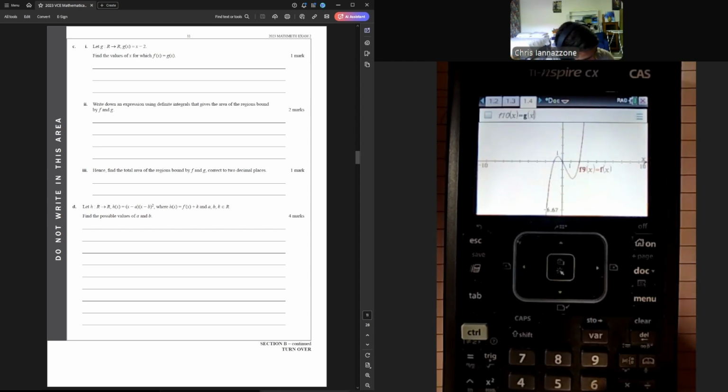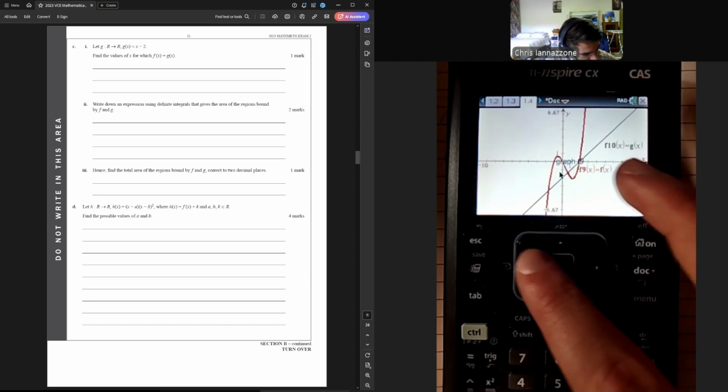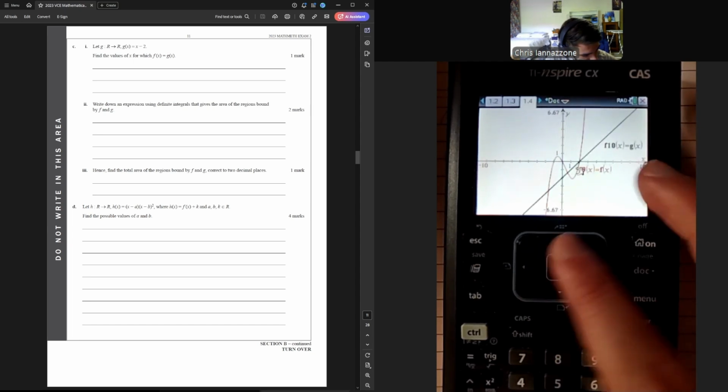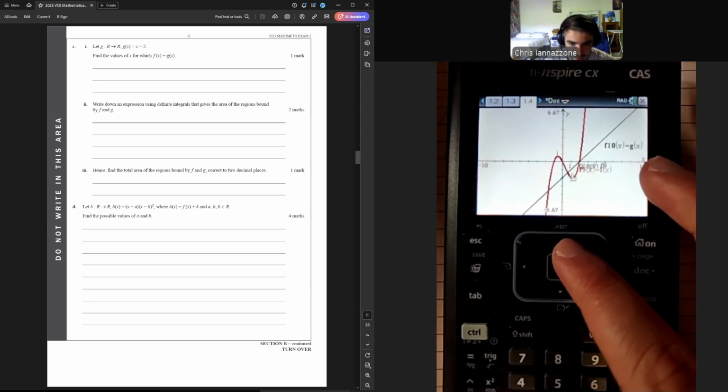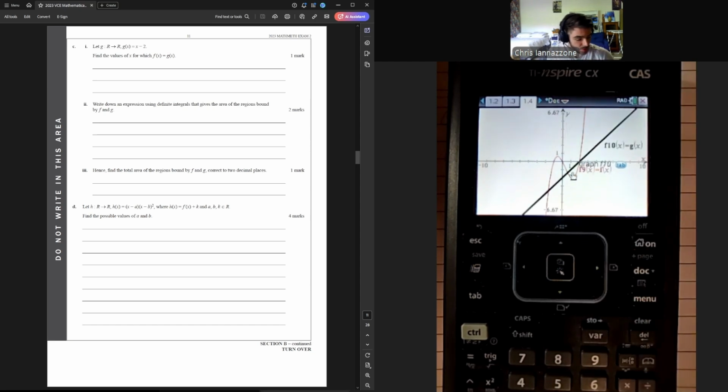So g of x, and we can see that it slices through somewhere in the middle where you're going to have this sort of bound area in here and this sort of bound area in this little bit as well. We want to know the areas for both of those. Well, okay, how are we going to achieve that?